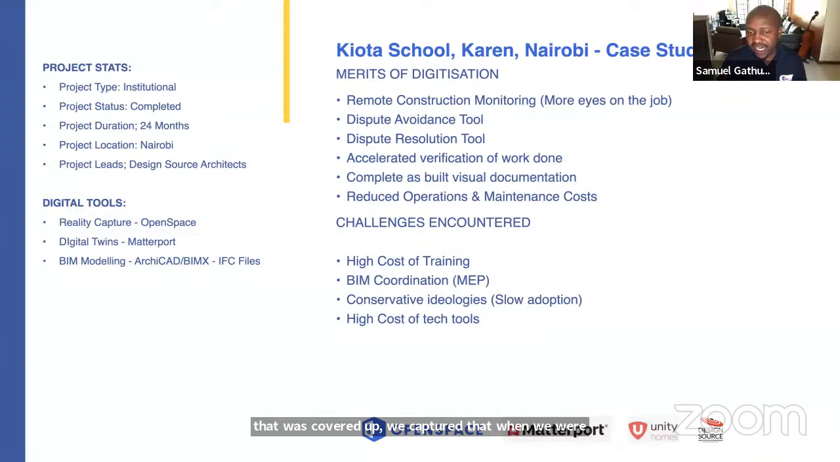Some of the challenges that were encountered, and this is just me preempting questions from Patrick. High cost of training, as was mentioned earlier. BIM coordination. When we talk about BIM, as I mentioned earlier, BIM should be essentially a federated model. So you have the structural, you have the architectural, you have the MEP, you have everything coming in together. So that forms the BIM. It's not just the 3D, but the BIM is that federated model.